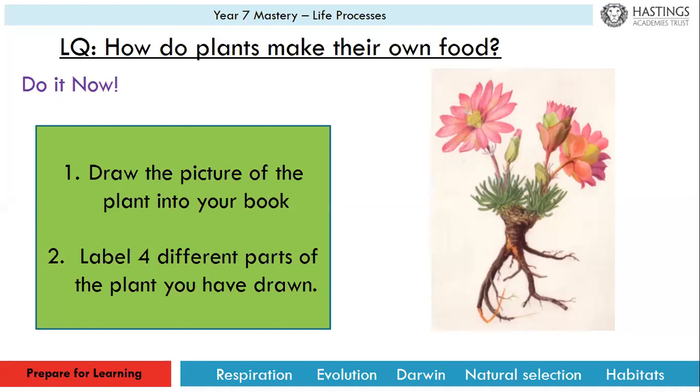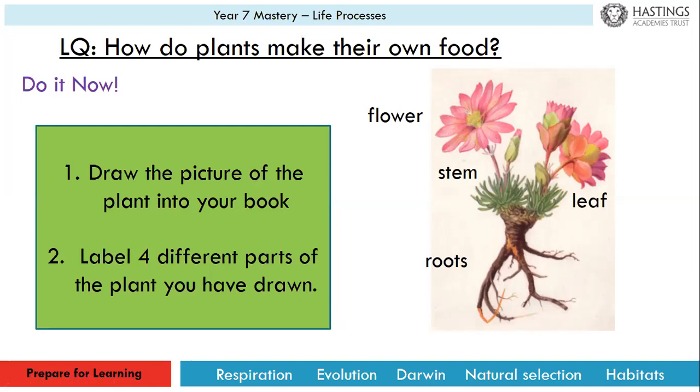This is the Do It Now, a very simple sketch, okay? And we will go ahead and label those parts onto your plant. Please use straight arrows when you are labeling, and you will get these parts labeled on your picture.